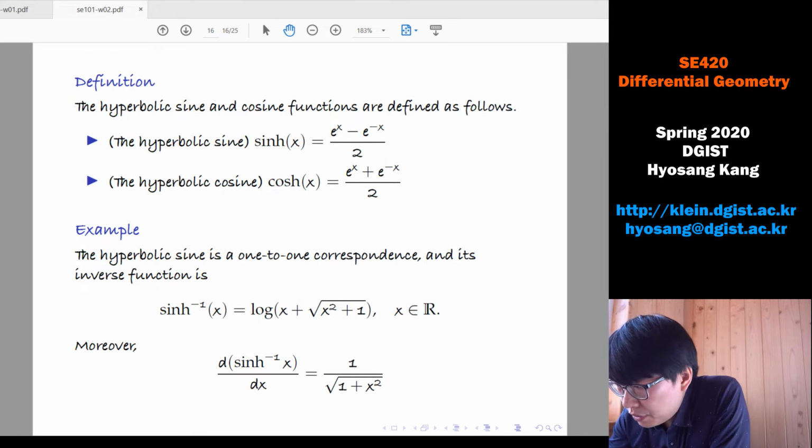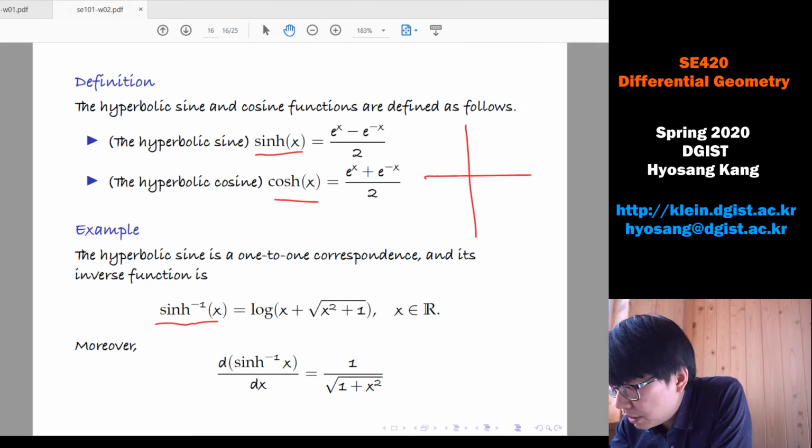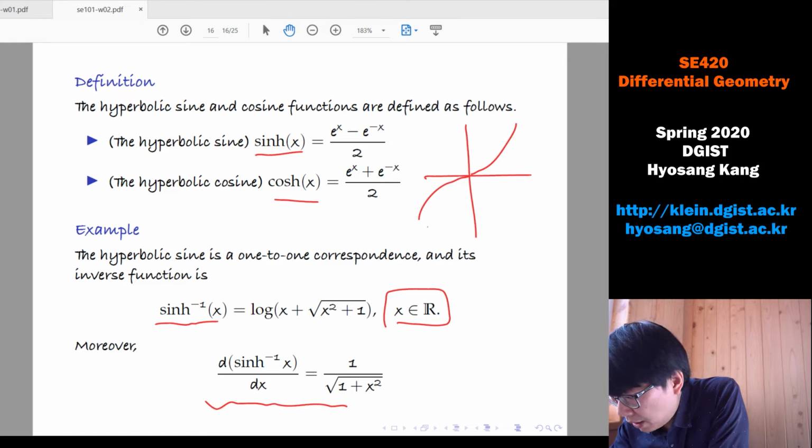And there's another definition of hyperbolic sine, hyperbolic cosine, and you can also define the inverse of hyperbolic cosine. So hyperbolic sine looks like this: when x goes to 0, it's 0, so it looks like this. This has an inverse function for the entire domain. So you can define your inverse hyperbolic sine for the entire range of hyperbolic sine, and also define its derivative this way.